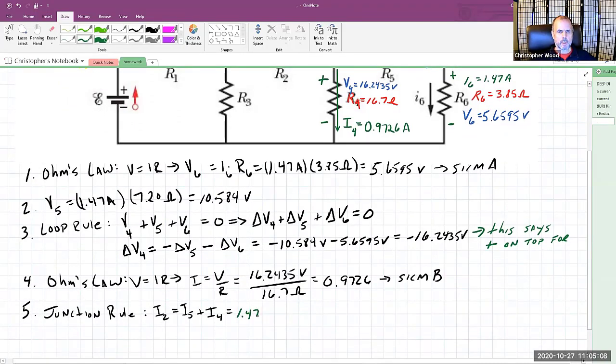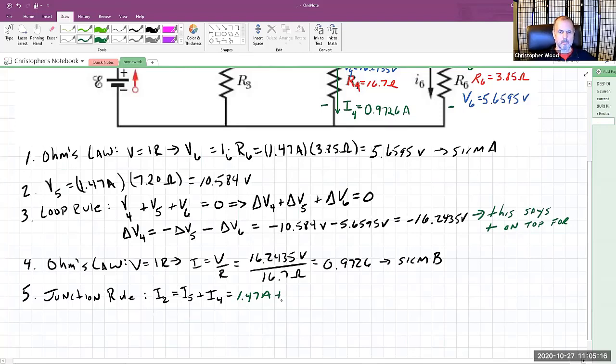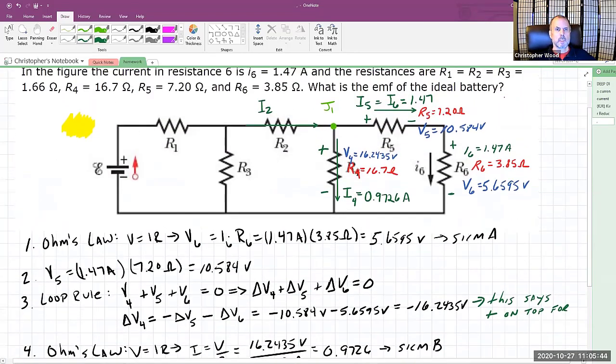Apparently I'm changing colors. 1.47 is coming out. Also, that 0.9726, store alpha B, is coming out. So this is IR2 plus 1.47, which is 2.44 and some change, 2.4426 amperes, store alpha C. Okay, we're just working backwards.